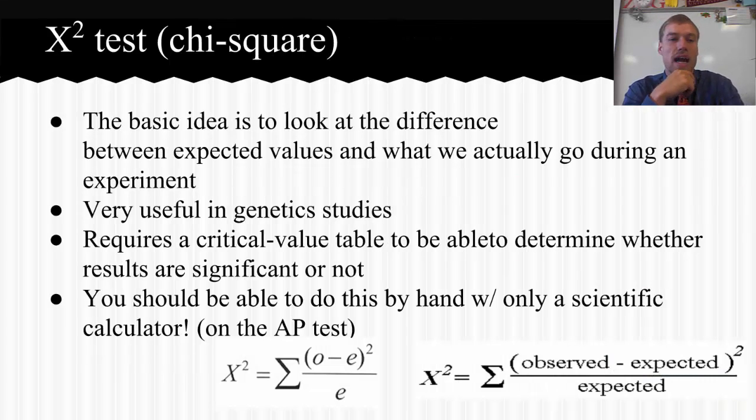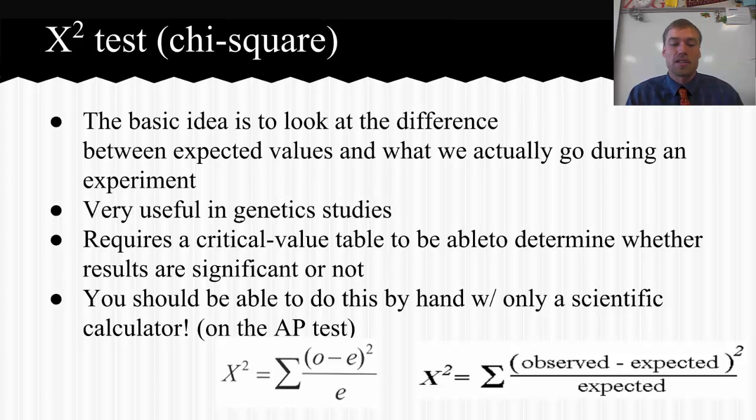So the first test is the chi-square test, and the basic idea is that we're going to look at the difference between an expected value and what we actually got during an experiment. This is particularly useful in genetic studies. Let's say that we're trying to see whether the distribution of males and females in a population is within expected values. Well, our expected values are 50% males and 50% females, and so then we can compare our expected numbers to our observed numbers and determine whether or not that is statistically significant.